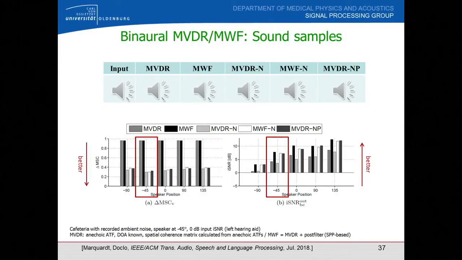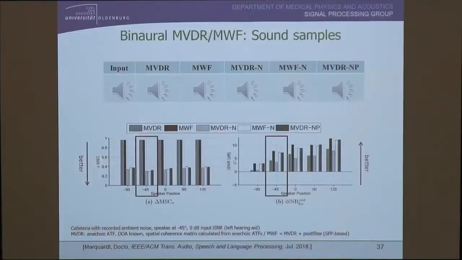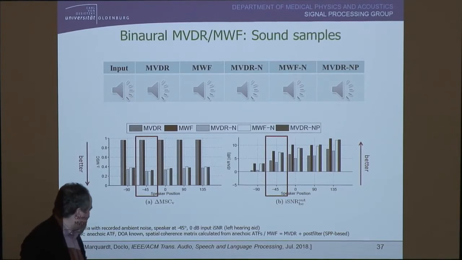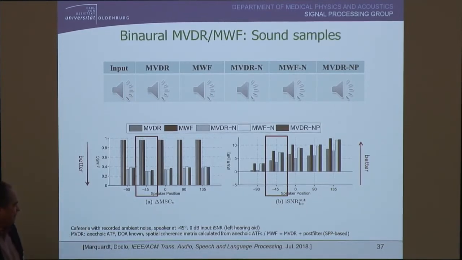It's always a bit hard to play back binaural algorithms in a room, but I will still play back something just to give you some impression about the kind of noise reduction that can be achieved. So this would be the input signal. This is more or less the same scenario. Now the speaker is at minus 45 degrees, 0 dB input SNR, and pretty much the same kind of algorithms.